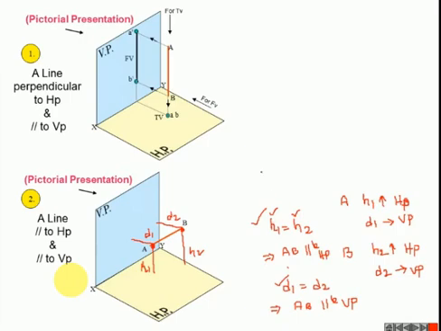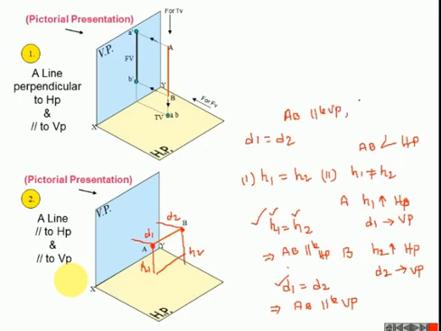Here also, H1 equal to H2 means that the line is parallel to HP. This is case 1. In another case, H1 is not equal to H2, which means that the line AB is inclined to HP. Here also, suppose D1 equals D2, we can say that the line AB is parallel to VP. In the second case, suppose D1 is not equal to D2, it means that the line AB is inclined to VP. So these two conditions are so important.